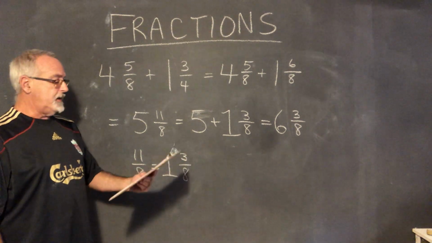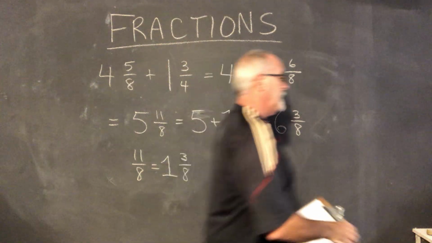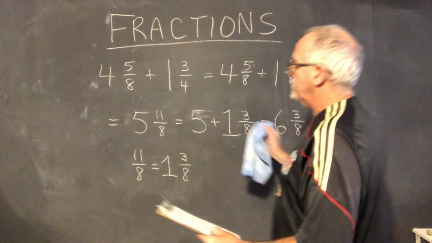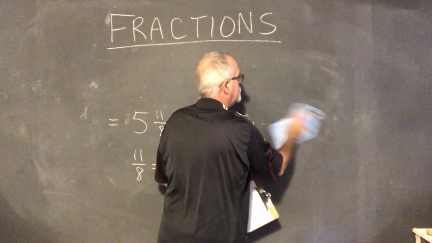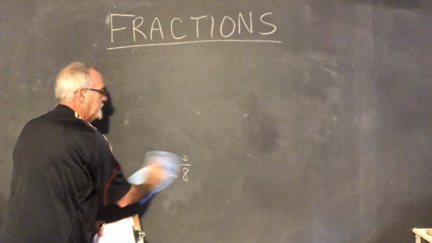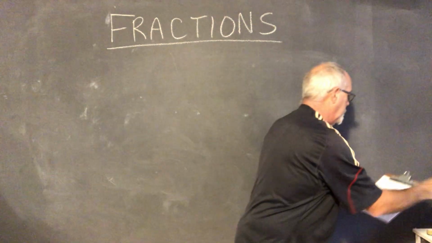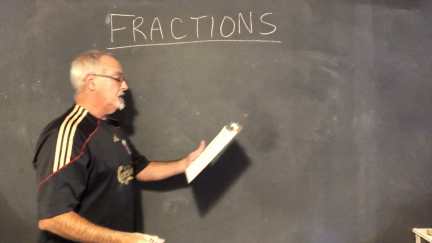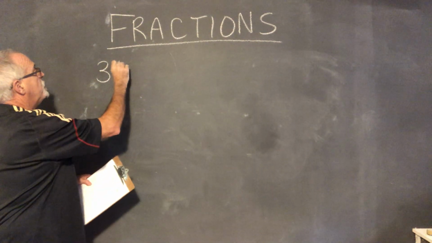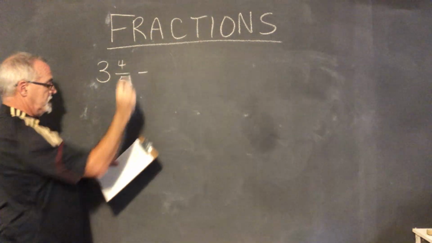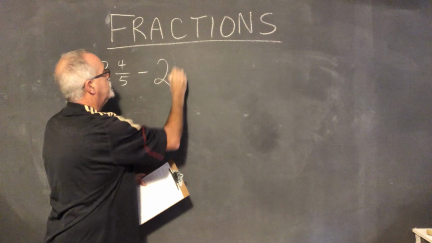How about a subtraction? Let's do a subtraction. And because we are moving on to subtraction, I'm going to go back to using fractions that already have a common denominator, at least for this first example. Yeah, it's just for the first example. 3 and 4/5 minus 2 and 1/5.